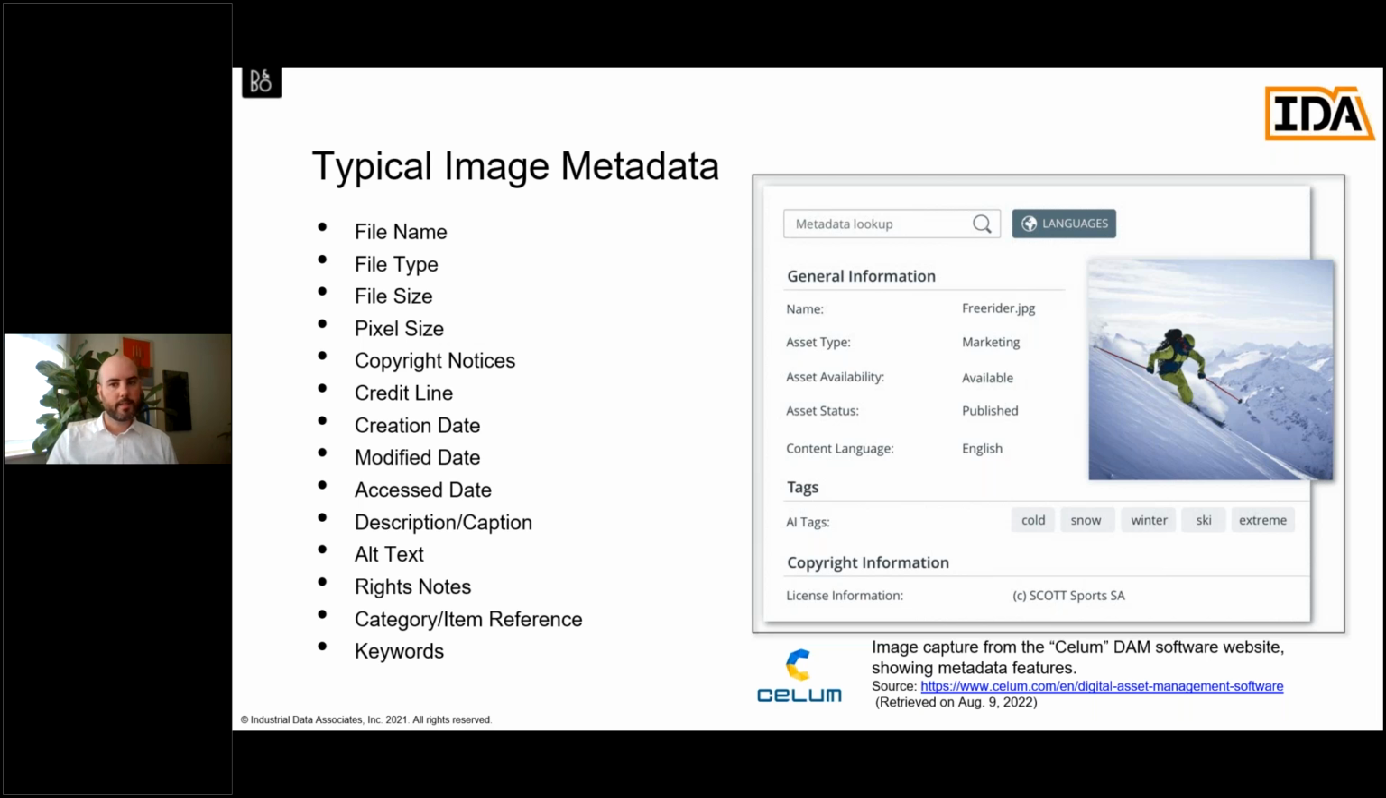You can see in the Selim example, they call those tags or AI tags. These tags are really important for not only organizing images within the DAM, searching images, and also filtering. So we'll see some further examples of that, but tagging images tends to be a really important functionality of DAMs.